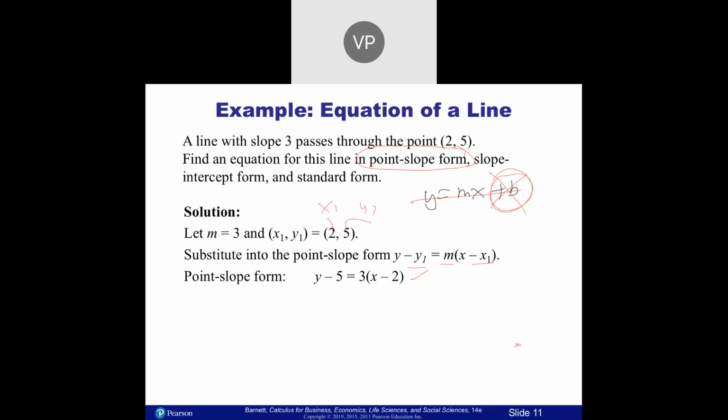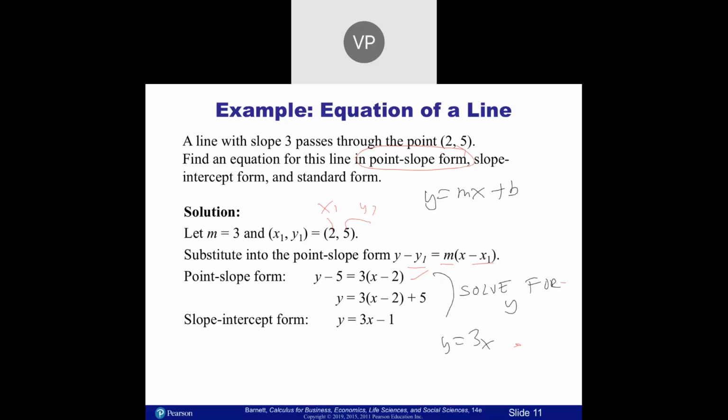Now you've got to get it in the slope-intercept form, which is the part I had right here, y equals mx plus b. In order to do that, just remember that means solve for y. That's what we're going to be doing next here. We're going to solve for y, get y by itself. So they move over the 5, which is fine, or you could distribute the 3 first. The step they didn't show right here is if you distribute that 3, you get y equals 3x minus 6 plus 5. Then it becomes that one right there. And now we have the slope-intercept form.